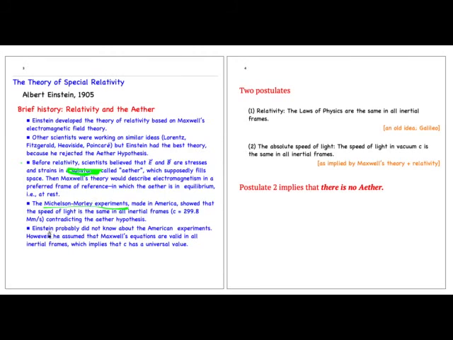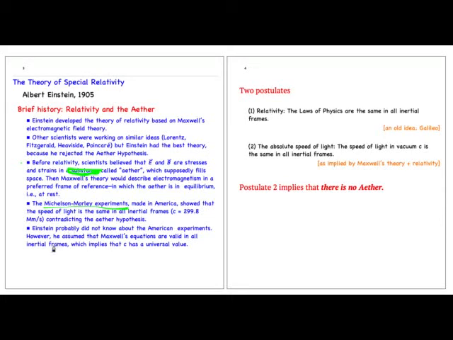Now, Einstein probably did not know about these American experiments when he was working on his theory. I think it's a little bit unclear whether he knew about the experiments or whether he just wasn't aware of them or didn't really realize their importance. So he just assumed by theory that Maxwell's equations are valid in all inertial frames.